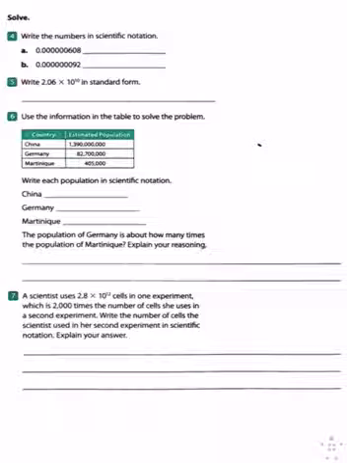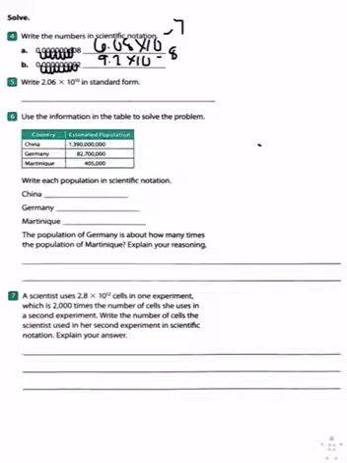Number 4, write the numbers in scientific notation. So for the first one, you're going to move the decimal 1, 2, 3, 4, 5, 6, 7 times. 6.08 times 10 to the negative 7. For part B, you're going to move the decimal 1, 2, 3, 4, 5, 6, 7, 8 times and get 9.2 times 10 to the negative 8th power.